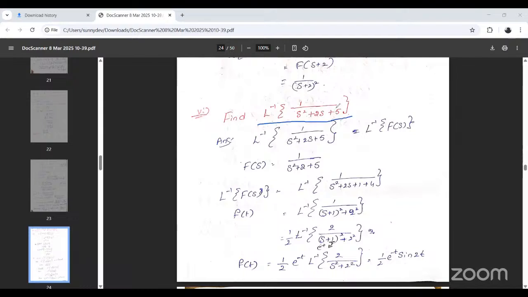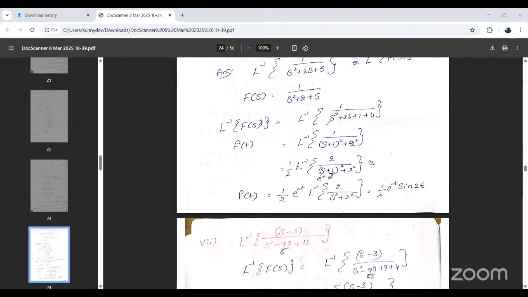Find the inverse Laplace transformation of 1 by s square plus 2s plus 5. That is the inverse Laplace transformation of 1 by s square plus 2s plus 5. So we can write that 5 as 1 plus 4.